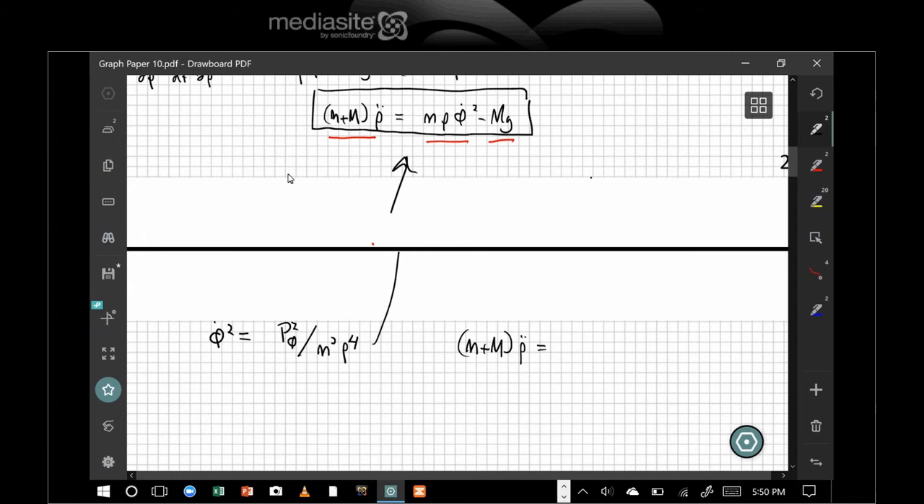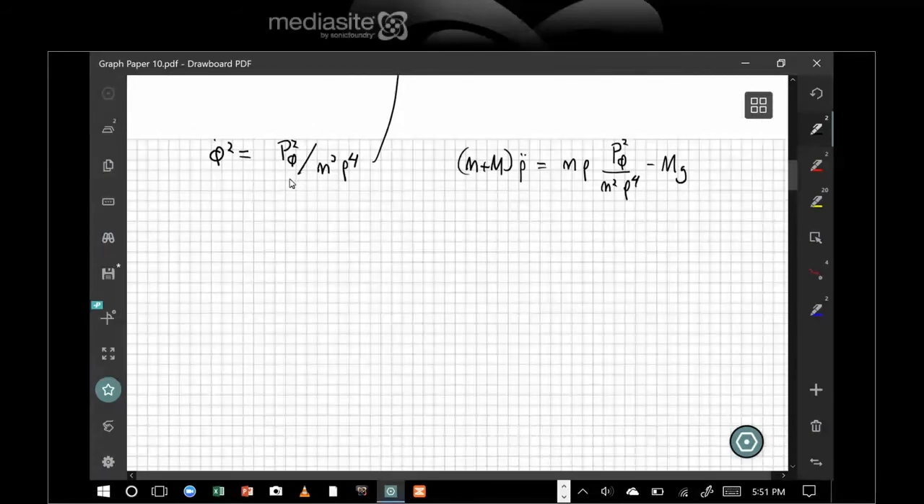Now if I do that, I'm going to get m rho double dot is equal to m rho, and I'm going to put this thing into there, p sub v squared over m squared rho to the fourth, minus big mg. Okay, that's what I have.